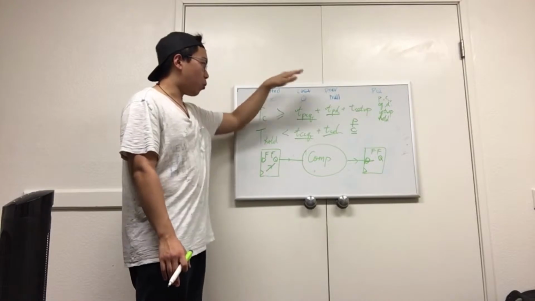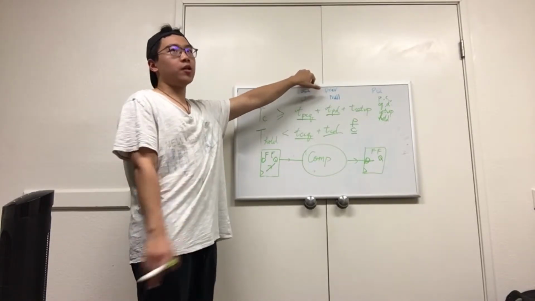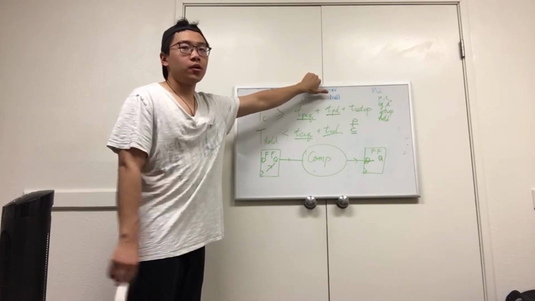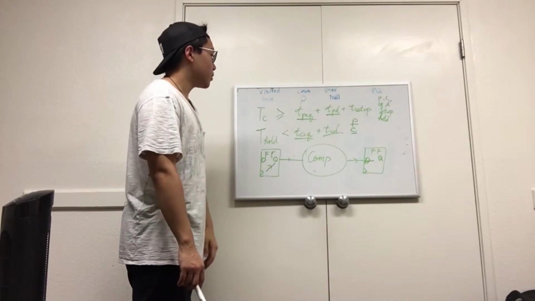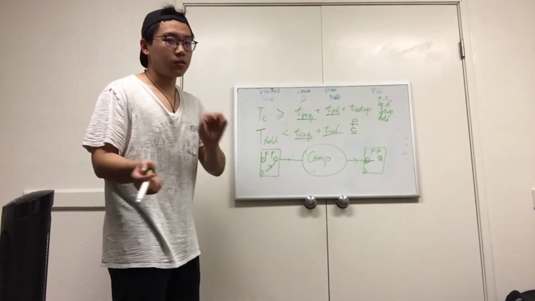Now you may ask, why is the maximum delay called propagation delay? Because it propagates. And the minimum delay is called contamination delay because it contaminates.